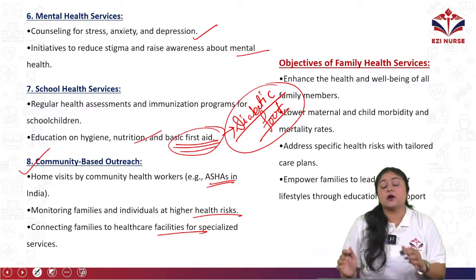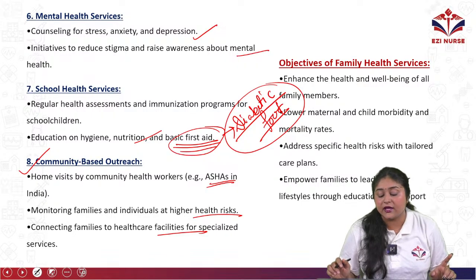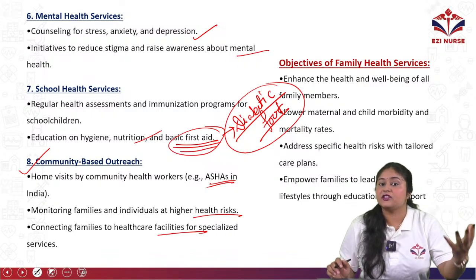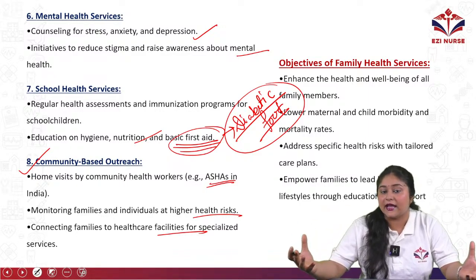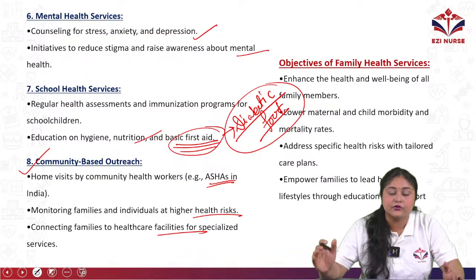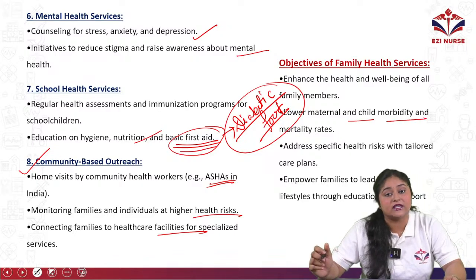Next, objectives of the family health services. So first is to enhance the health and well-being of all the family members. So mainly we can't focus only on the children or only on the women. We have to focus on each and every family member's health who is present in that particular family. So next is to lower maternal and child morbidity and mortality rate.